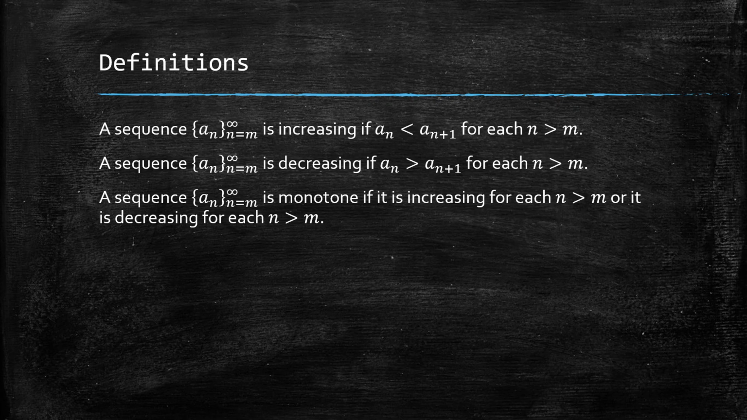Now, a sequence a_n is monotone if it is increasing or decreasing for each value. So if it's always going up, then it's monotone, or if it's always going down, it's monotone. So it could be increasing or decreasing, but it has to be one of the two.